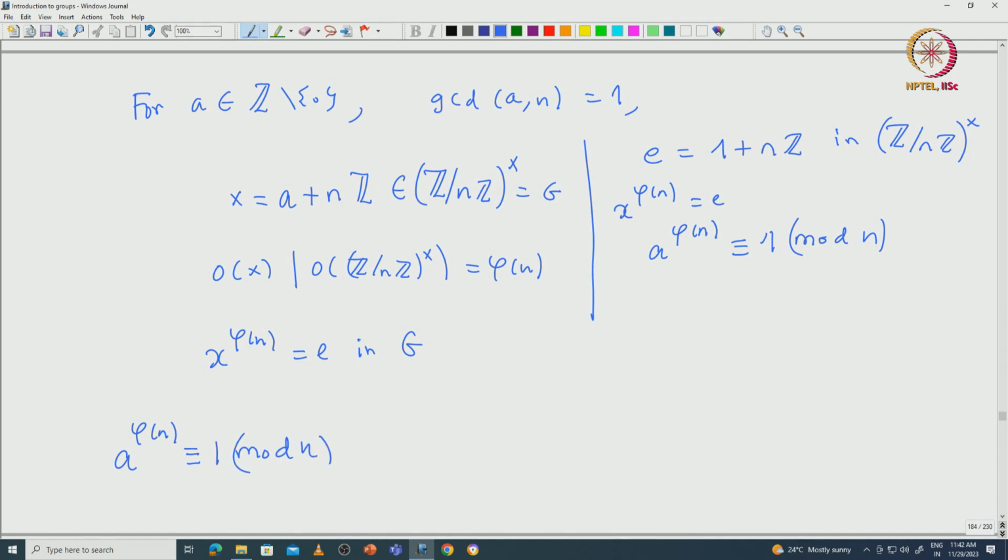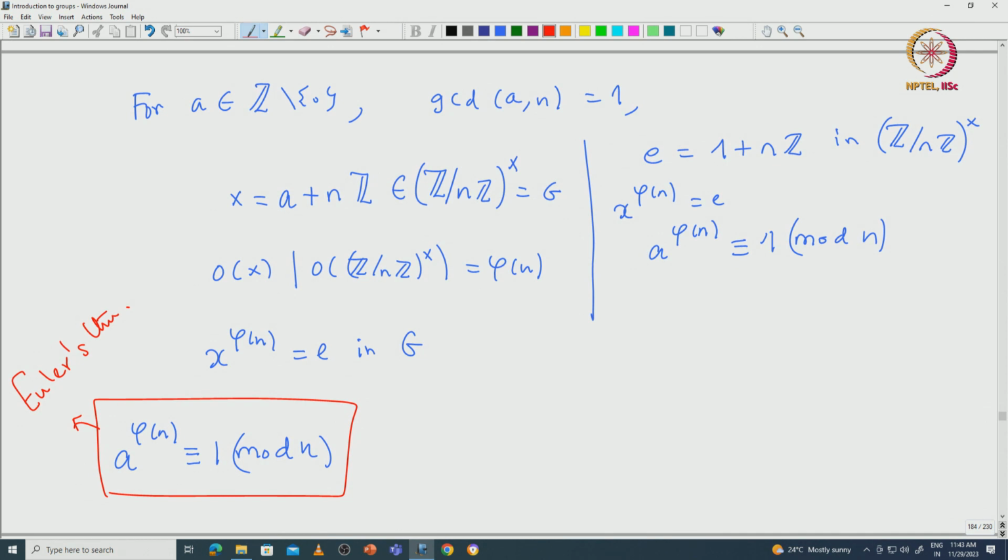This is an immediate corollary of Lagrange's theorem, and it is called Euler's theorem in the literature. All the theorems that we know in elementary number theory can be reproved here using Lagrange's theorem. Many of the results come for free here. So this is actually a very powerful theorem.